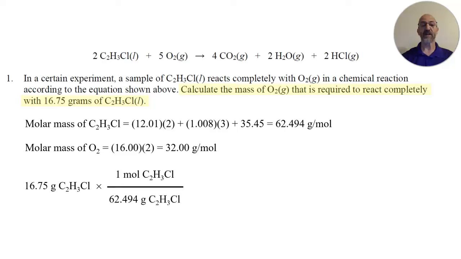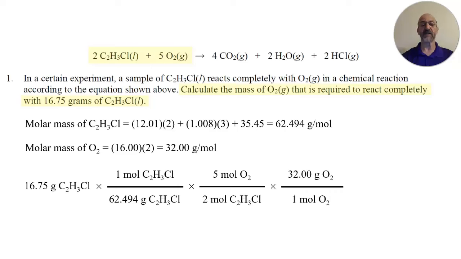My first conversion factor involves the molar mass. So that's 1 mole of C2H3Cl over 62.494 grams of that chemical. Now, is it going to be 2 over 5 or 5 over 2? This is why it's important to write the units. So I'm going to put moles of C2H3Cl on the bottom and moles of O2 on the top. So it's going to be 5 over 2. So 5 moles of O2 for every 2 moles of C2H3Cl. And then finally, I'll use the molar mass of oxygen, so 32 grams of O2 over 1 mole.